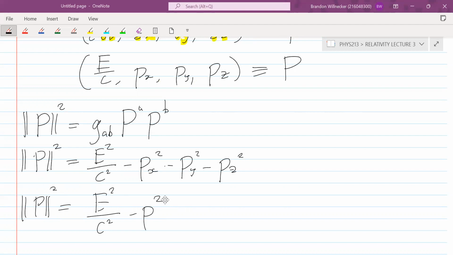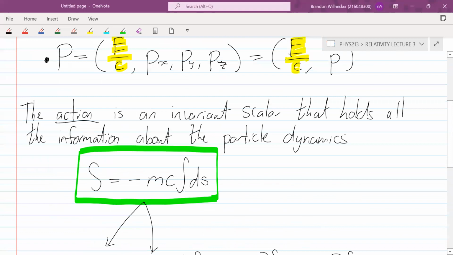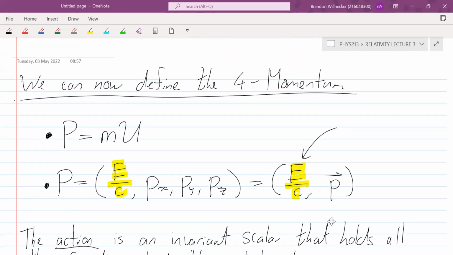Okay, that's fine. That gives us the length of the vector. However, remember back at the beginning, we gave this alternate definition. The first one is like your first year definition with mass times velocity. The second variation here is derived from the action. Now they're the same vector, so they should have the same length. So let's take a look at the length of the P vector using this first definition, the m times 4 velocity.